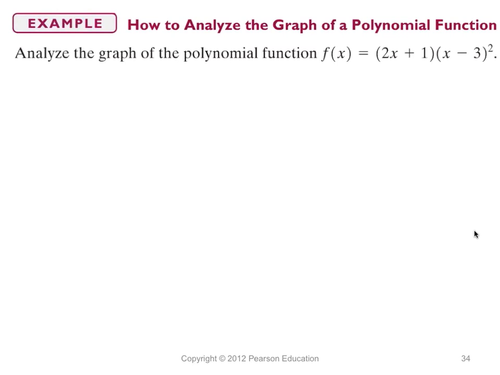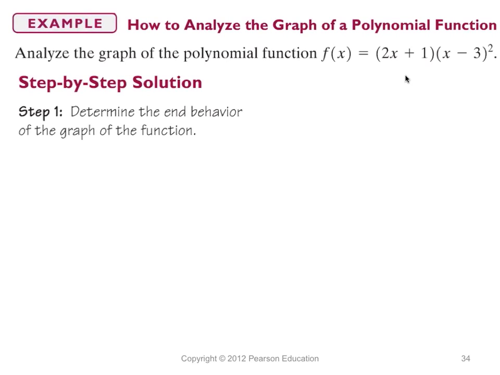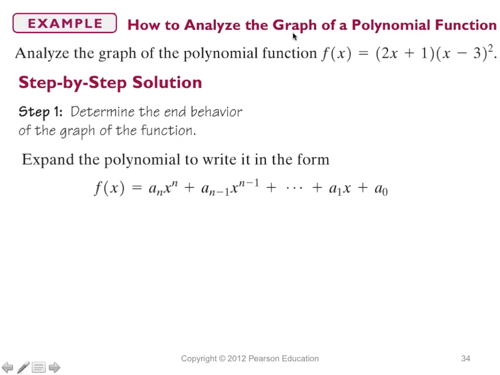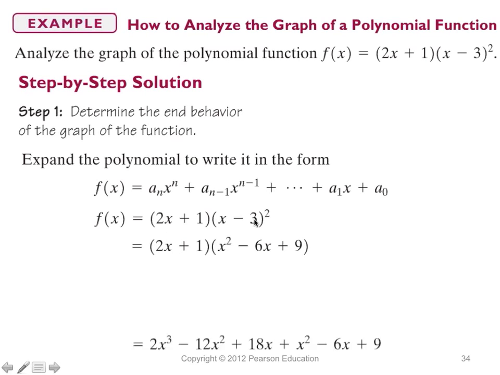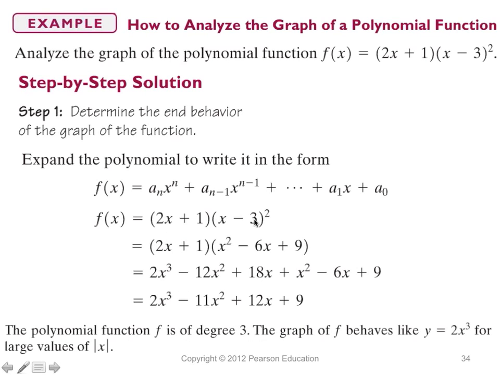So let's look at this right here. Let's say we have f of x equals (2x plus 1) times (x minus 3) squared. So the first step we want to take is determine the end behavior. So we want to go ahead and maybe expand this. I'll leave this to you guys to actually do, but if you square the x minus 3, you get this, and then you would have to distribute the 2x and the 1 and combine like terms. So you should get 2x cubed minus 11x squared plus 12x plus 9.